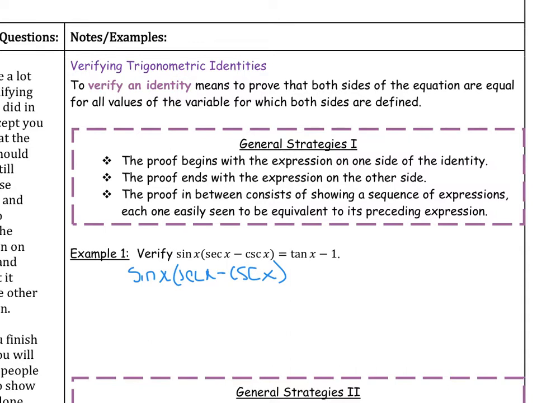But it tends to be easier, I don't know if that's the right word, to start with the busier side of the equation and simplify it down to the less busy side. Okay, so that's the side I'm starting with. Now I'm going to rewrite in terms of sine and cosine, just like we did in our previous notes or sections.